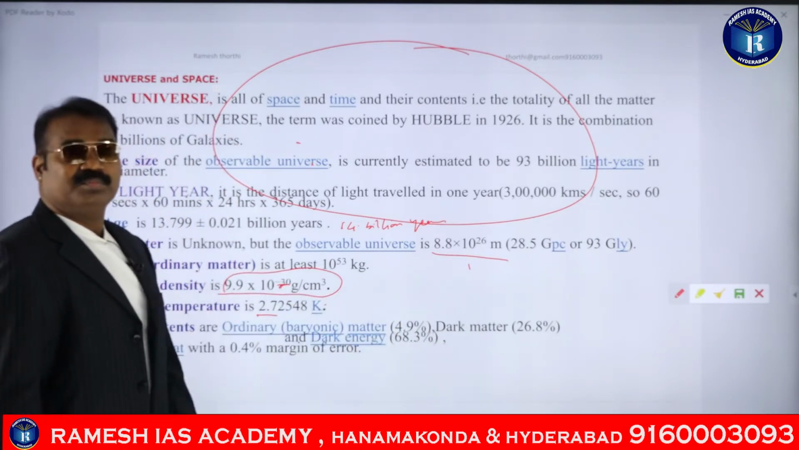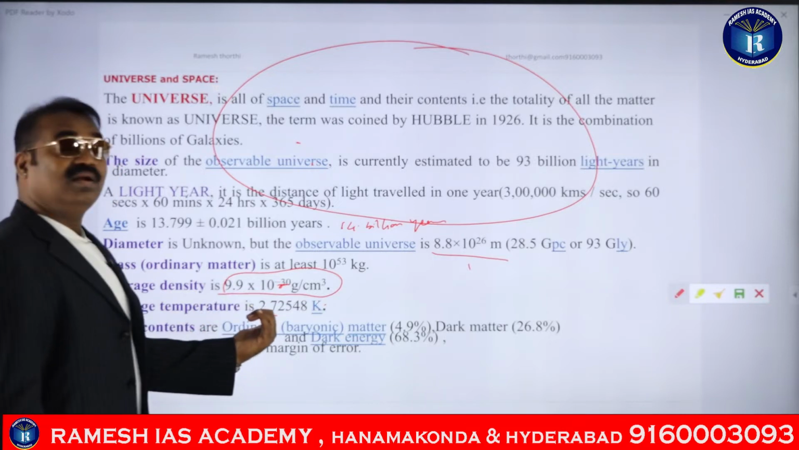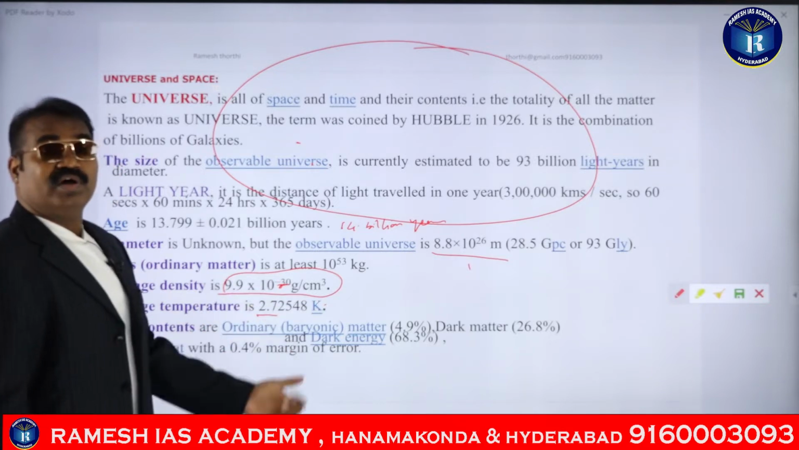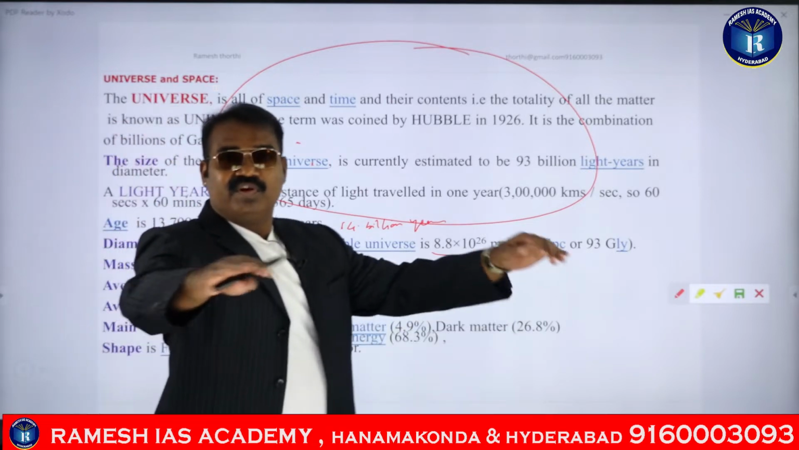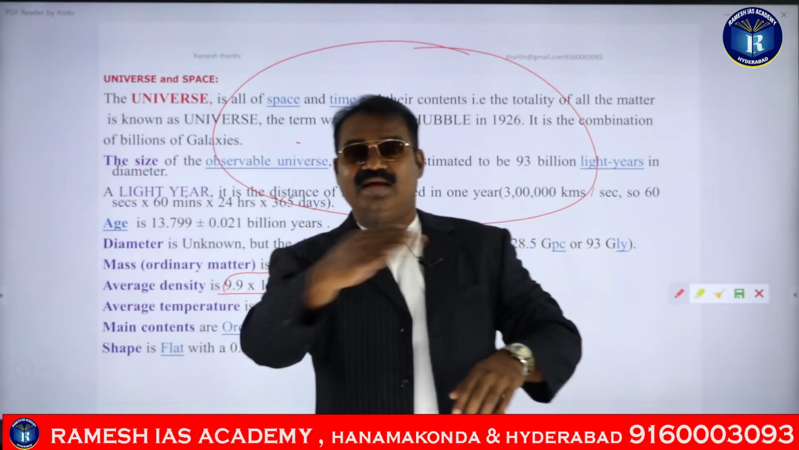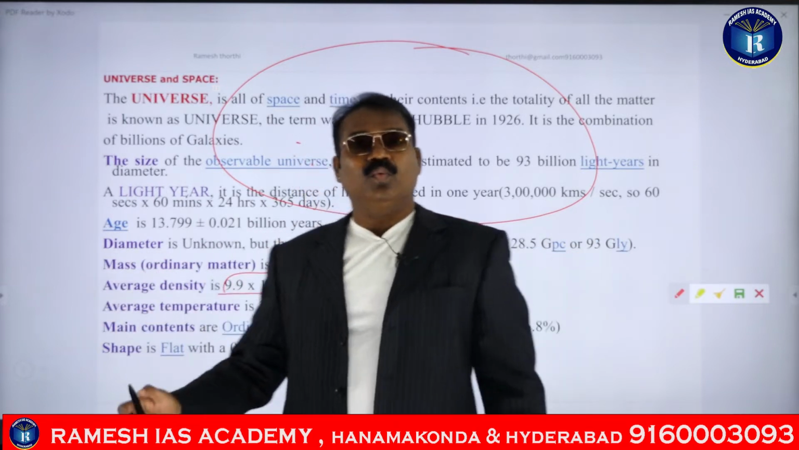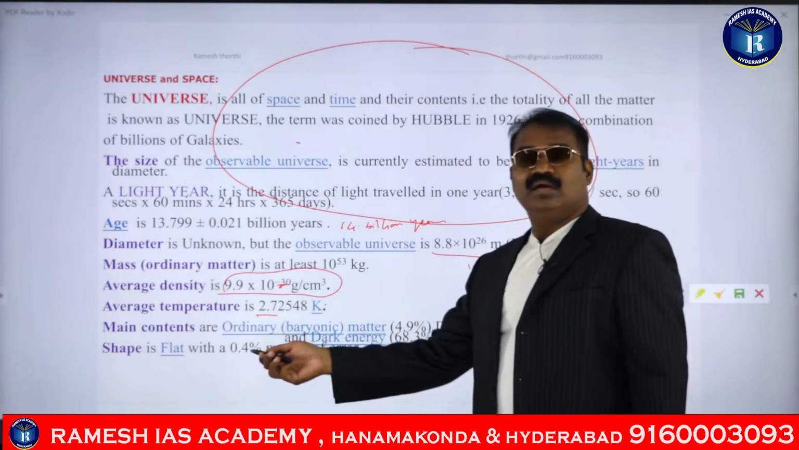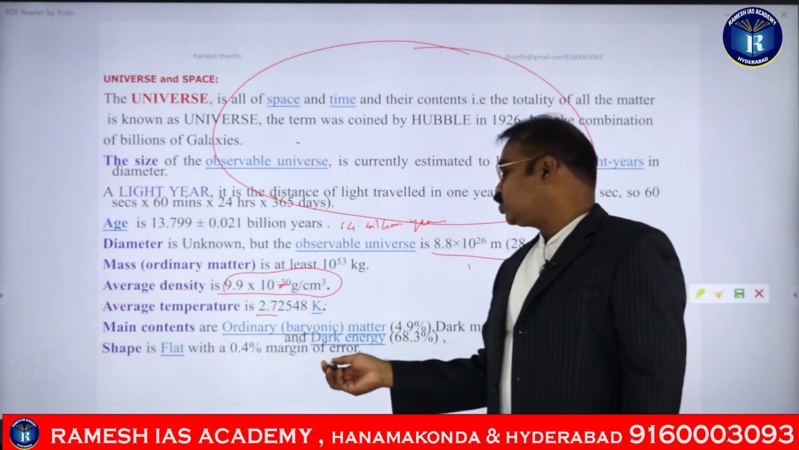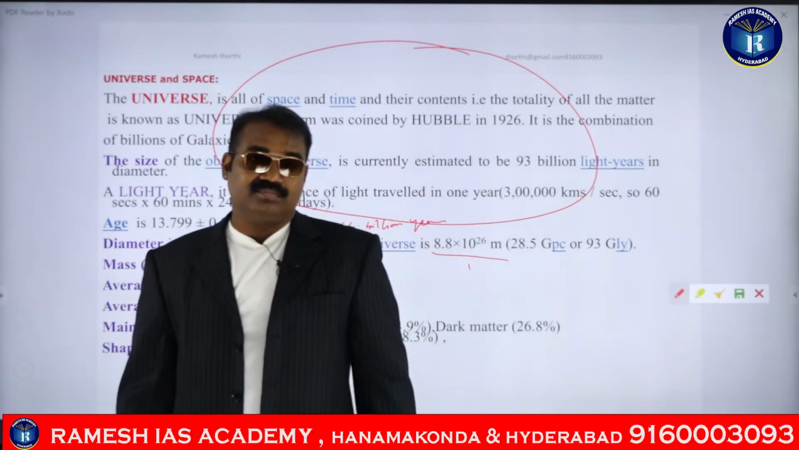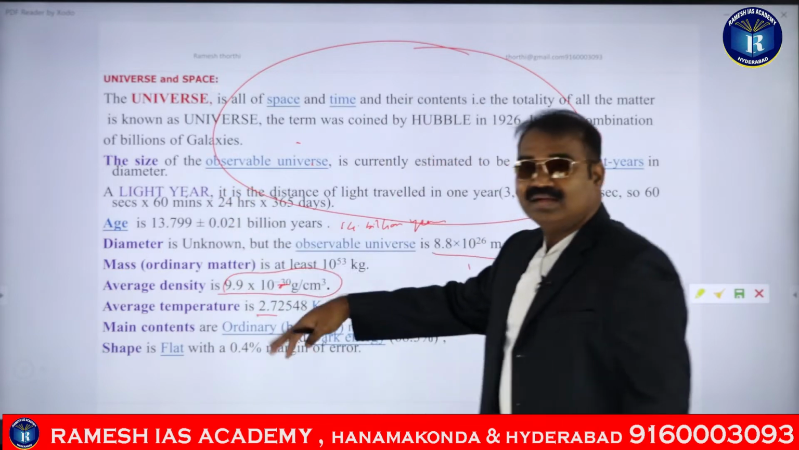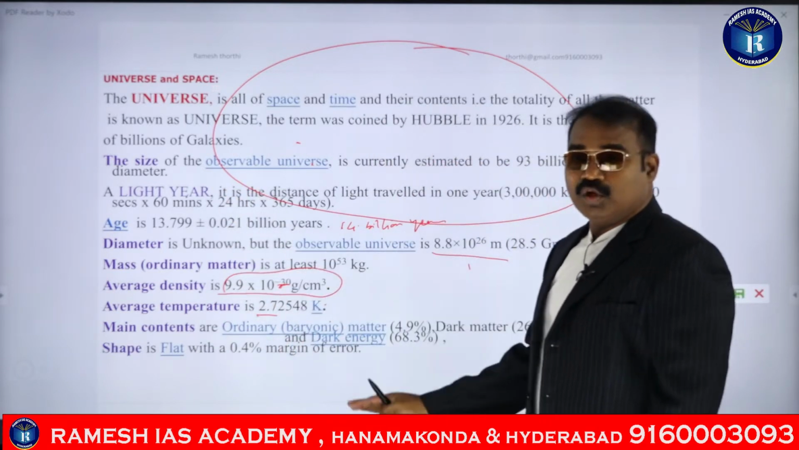is 68.3%. This is the total main contents of our universe. And the shape of our universe is flat, but it is flat with a variation, a margin of error of 0.4%. Okay, this is related to the statistics of our universe.